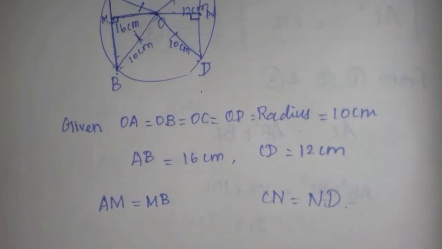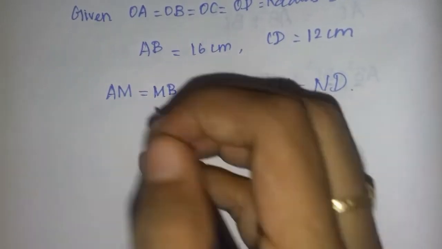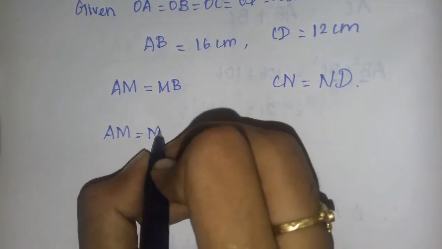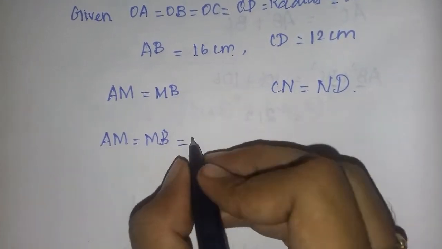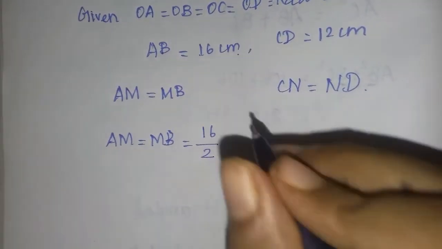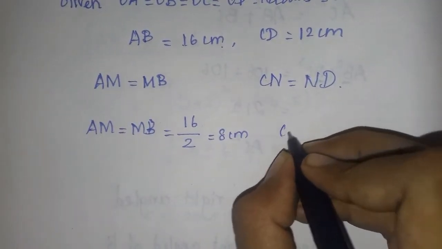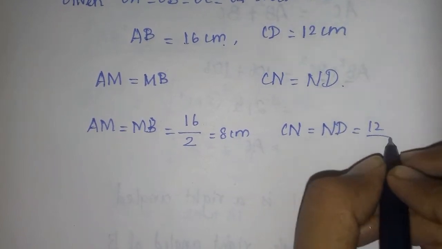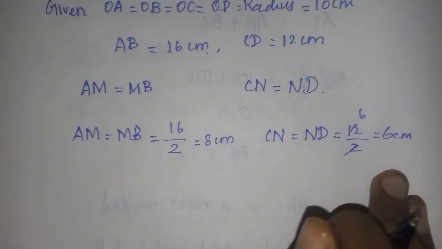Also the distances will be equal. These two distances will be equal. So what will you write? AM is equal to MB is equal to, what will you get? Here this is 16 cm, so we divide it by 2. That is 8 cm. Here CN is equal to ND is equal to 12 divided by 2. That is 6 cm. So only we get now.